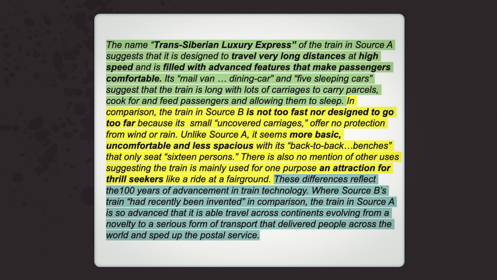This extra part offers reasons why A and B might be different. These differences reflect the 100 years of advancement in train technology. Where Source B's train had recently been invented, in comparison, the train in Source A is so advanced that it's able to travel across continents, evolving from a novelty to a serious form of transport that delivered people across the world and sped up the postal service.